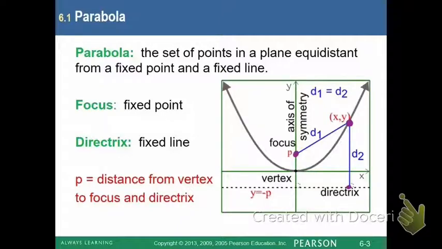And then we're going to also use this value of p a lot. P is the distance from the vertex, or sometimes we call it the center, to the focus. So this distance right here is p. We also use that distance because that's a distance from the vertex to the directrix, which again is this dotted line right here. Okay, so that's also going to be that same distance.